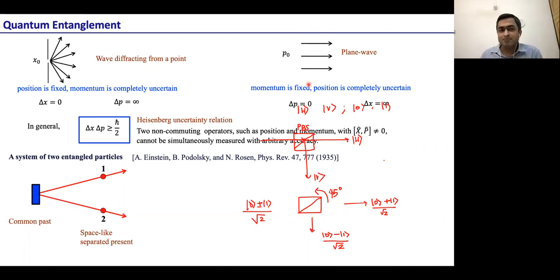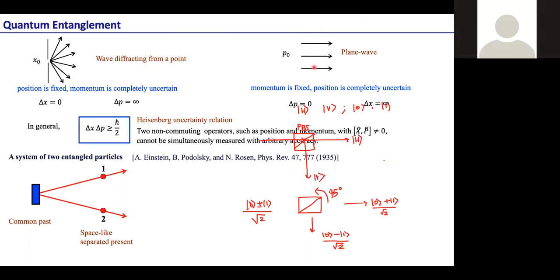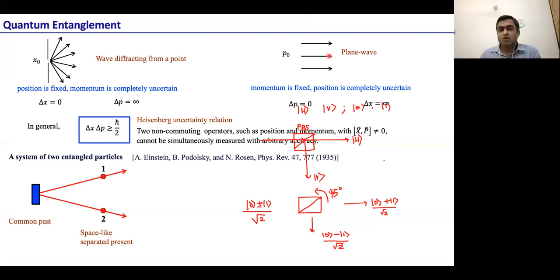In the left case, when a photon passes through the slit, it can end up anywhere in any direction. But in the right case, the photon would be moving along one line only, right? So how can the position be uncertain? With these three lines, I'm just trying to show it's a plane wave.